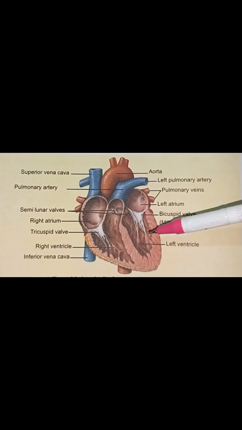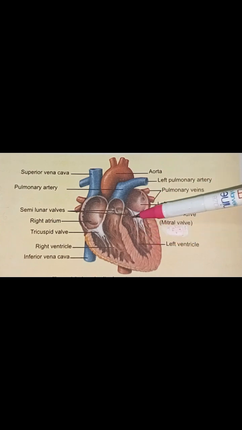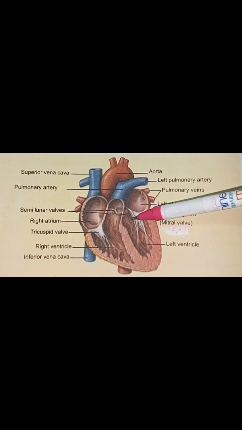So there are 2 valves between the atria and the ventricles. You can see this is the left atrium, and this is the left ventricle. In between these two you can see a white colored part. It is called the bicuspid valve, and we say it is the mitral valve as well.